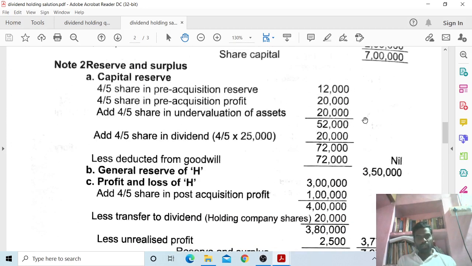Total 52,000. Add 4/5 in dividend, so 25,000, 4/5 of 20,000 you have to take. So add 72,000, and 72,000 is deducted from goodwill, because whichever is higher, goodwill is more or capital reserve is more.